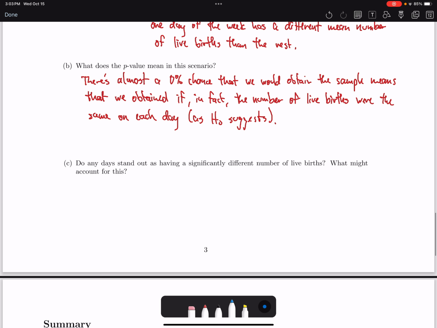Part C, do any days stand out as having a significantly different number of live births? What might account for this? Well, yes. Monday had far fewer births than the other days.